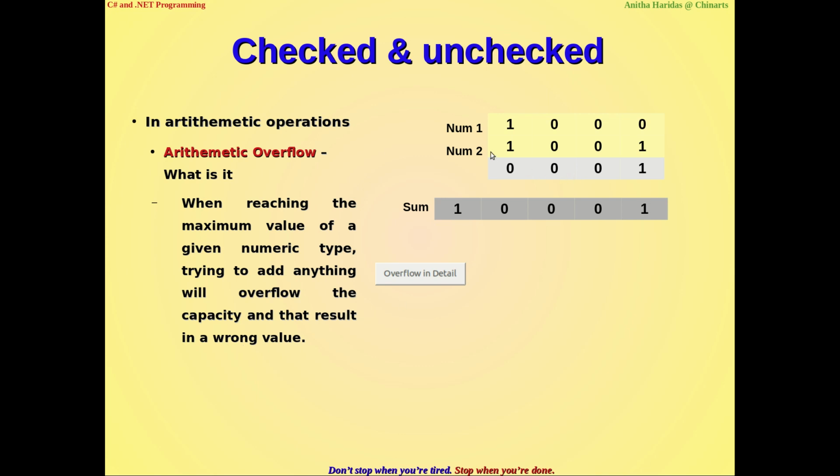For example, if you have two numbers, 1000 and 1001, if you add these two values, the sum is 10001. But your result will have a wrong value showing 0001 because this 1 will be considered as a carry. Let us look into overflow in a little bit more detailed manner.